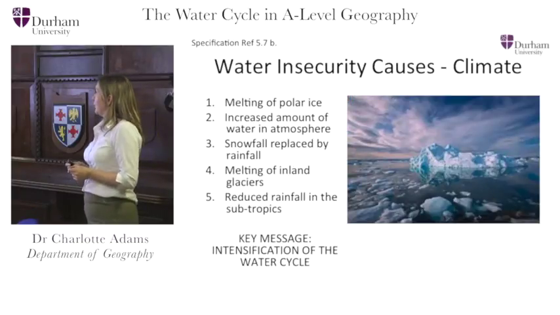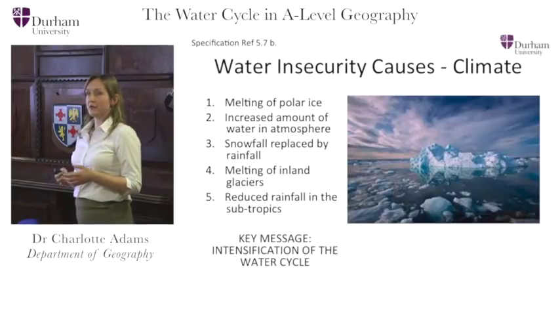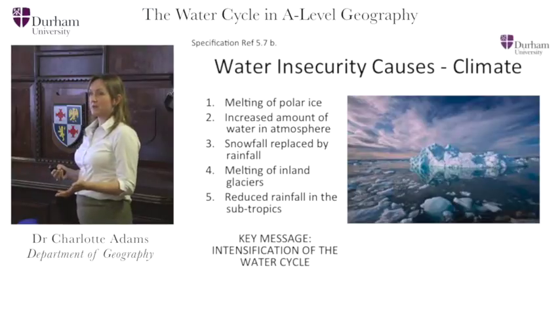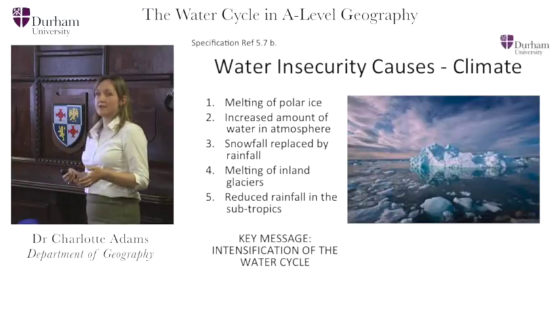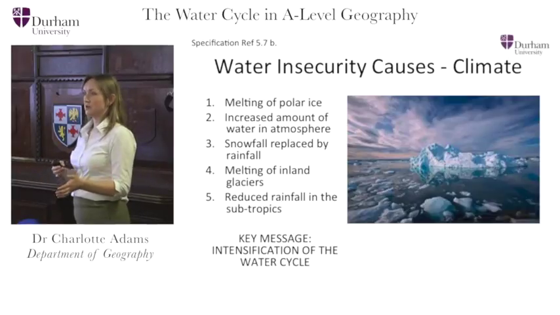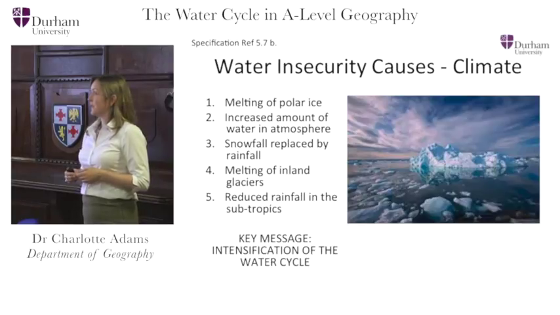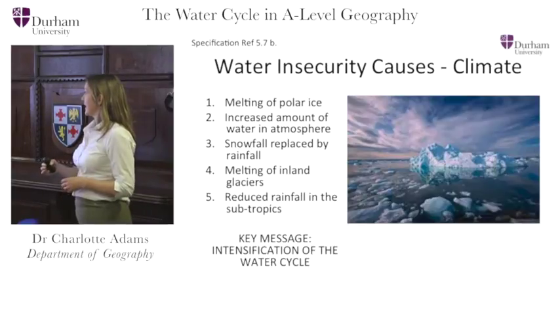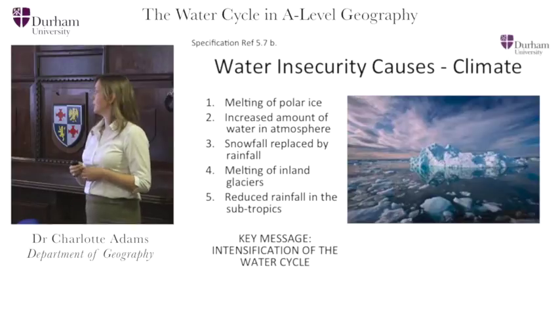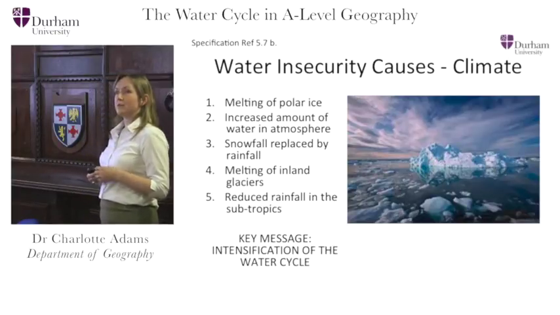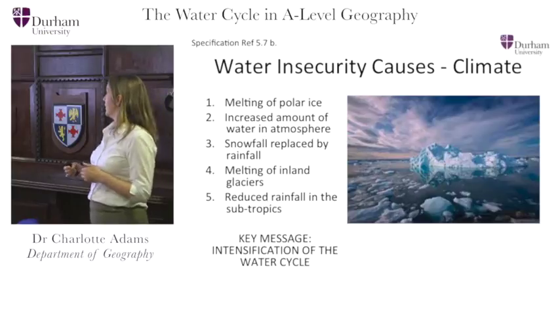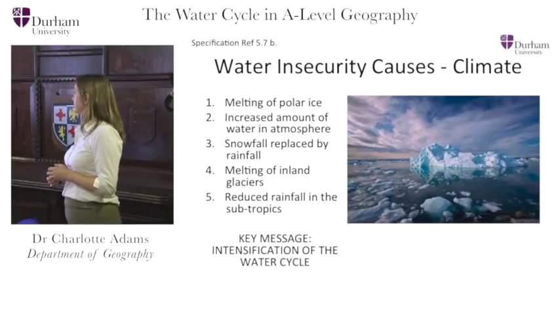So what's going to happen in a changing climate to our water supply? Potentially we've got melting of polar ice. So water which was fresh water bound up as ice may be melting into the ocean. Now it's become saline, and that in turn is going to affect ocean composition and ocean circulation. There's an increased amount of water in the atmosphere, so the whole water cycle processes may be happening more quickly and more intensely. In some areas, precipitation may be rainfall rather than snowfall.